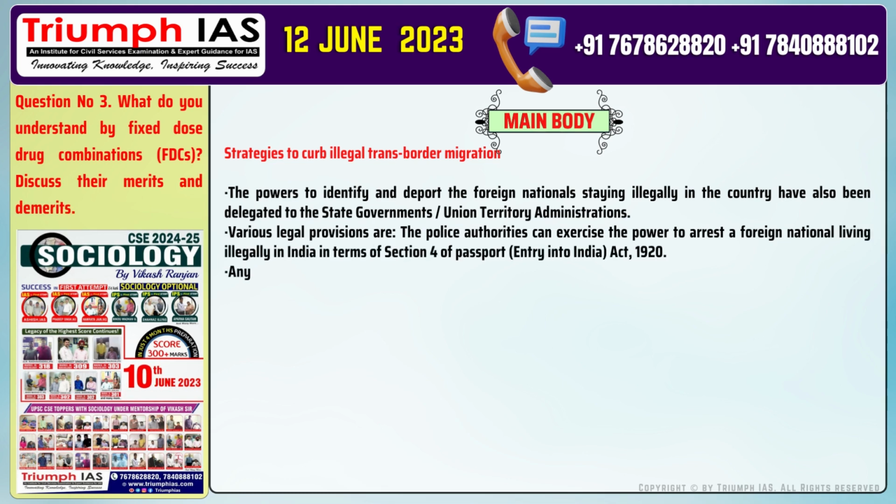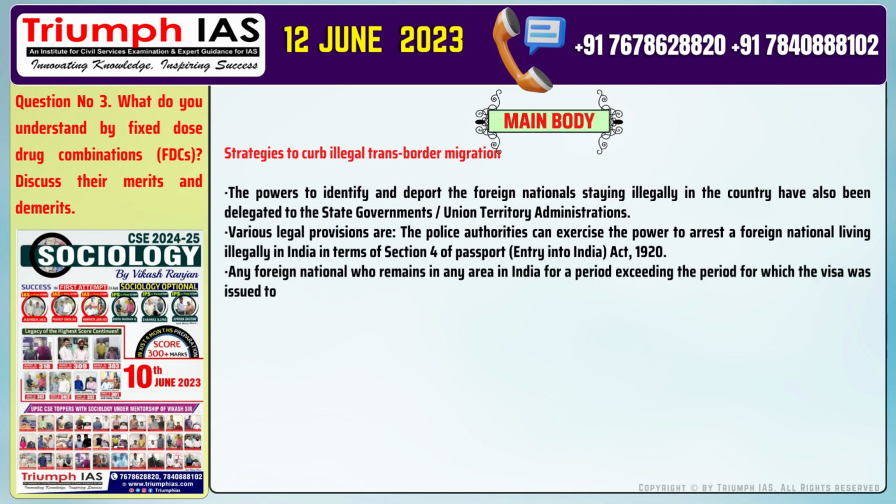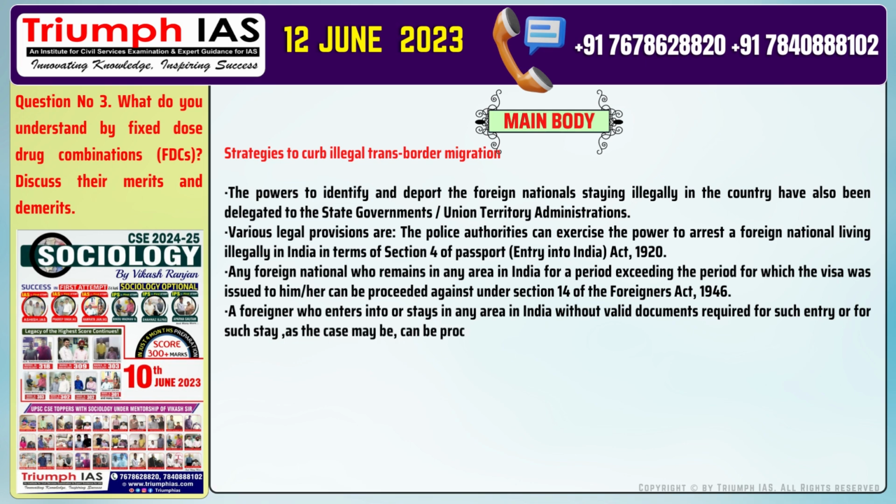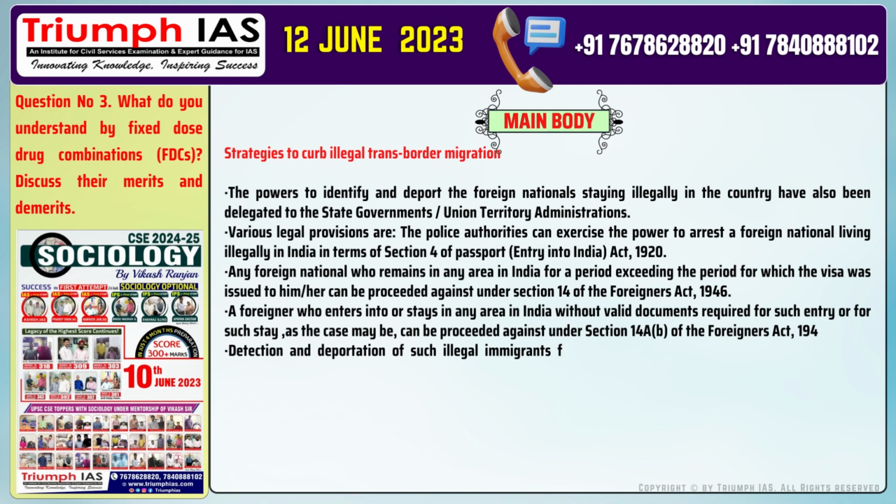Detection and deportation of such illegal immigrants from Rakhine state, also known as Rohingyas, is a continuous process. Therefore, it is essential to identify such illegal migrants and also keep a watch on their activities for preventing any untoward incident that can take place.